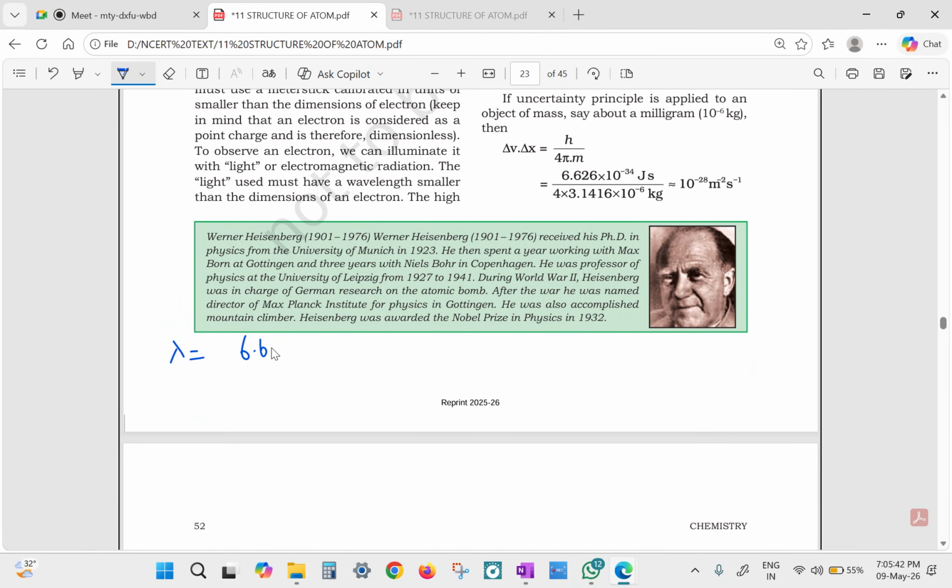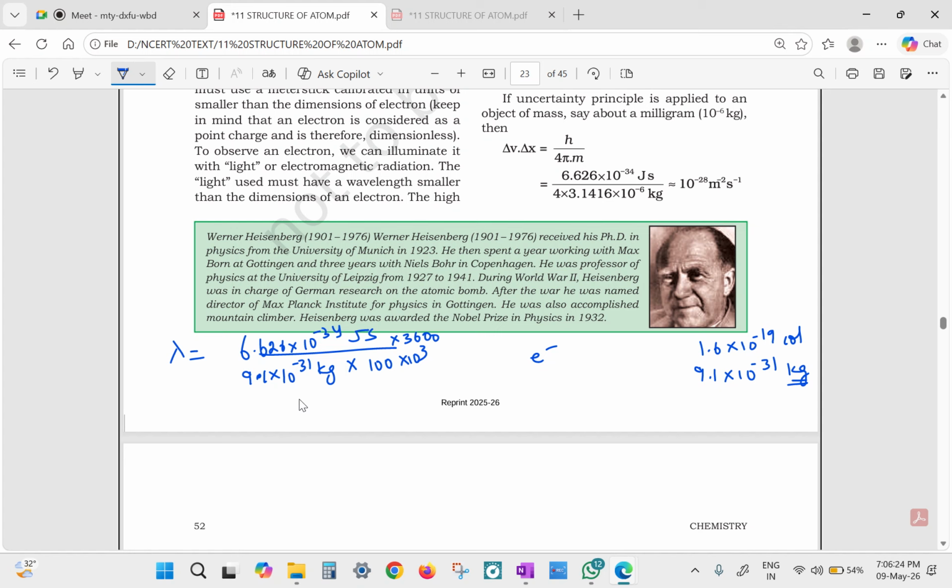Whereas if I try to do the same calculation for an electron, let us do. Lambda is equal to 6.626 into 10 to the power minus 34 joule second divided by the electron's mass, which is 9.1 into 10 to the power minus 31 kilograms. I doubt whether they will give you this. They may give you, they may not give you. You should know. The charge on an electron is 1.6 into 10 to the power minus 19 coulomb, and the mass of it is 9.1 into 10 to the power minus 31 kilograms. If it is traveling at the same speed, 100 kilometers per hour.